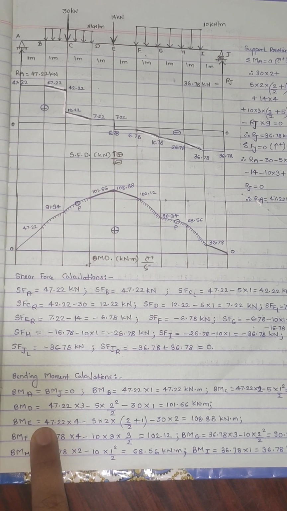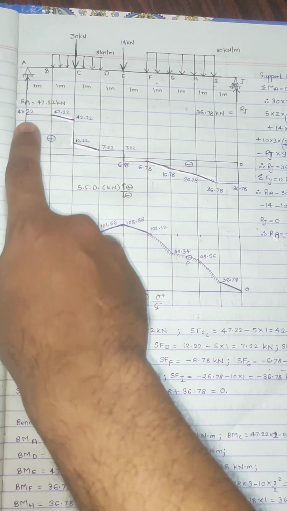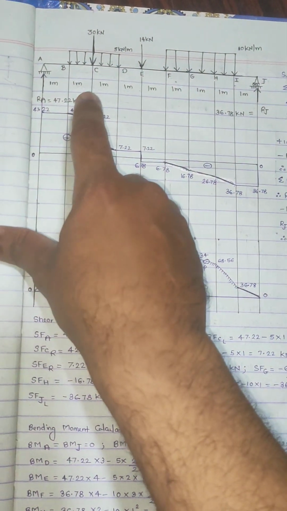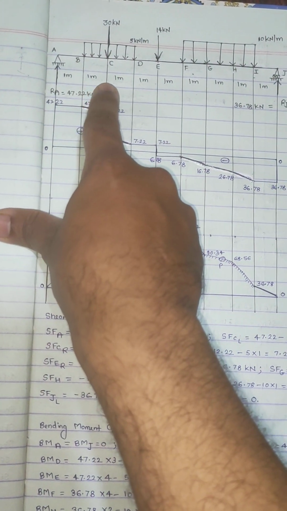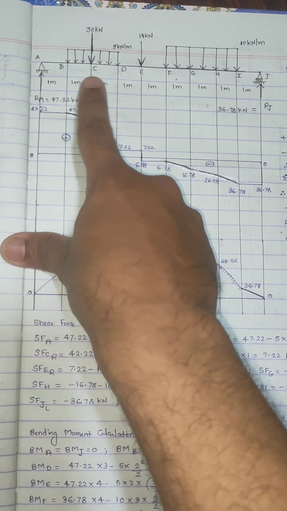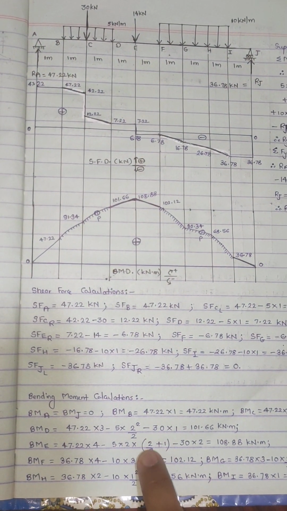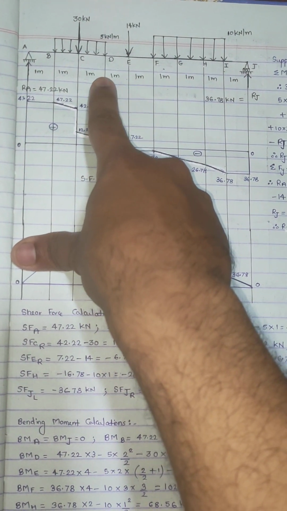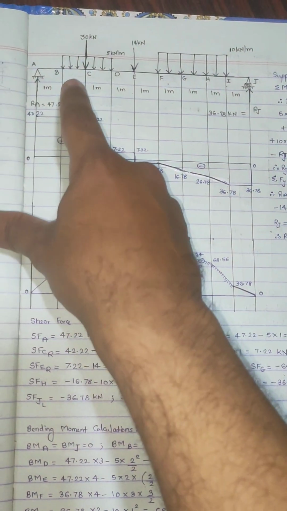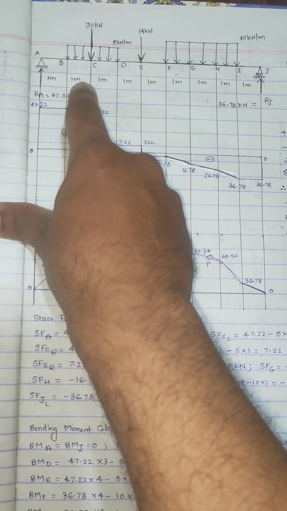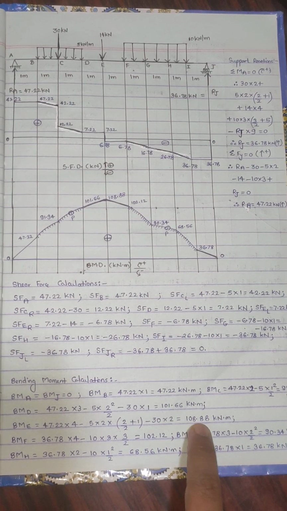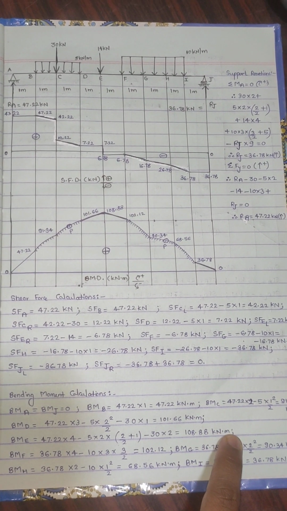Now when we have to find out at point E, so it is 47.22 multiplied with this 4 meter distance, then minus this 5 into the span is 2, so 5 into 2, but this UDL is not extended up to point E, so 2 by 2, span by 2, we are reaching till point D. From D to E the distance is 1, so plus 1 minus this 30, and the distance between point E and this 30 is 2, so minus 30 into 2, we would get it as 108.88 kilonewton meters.